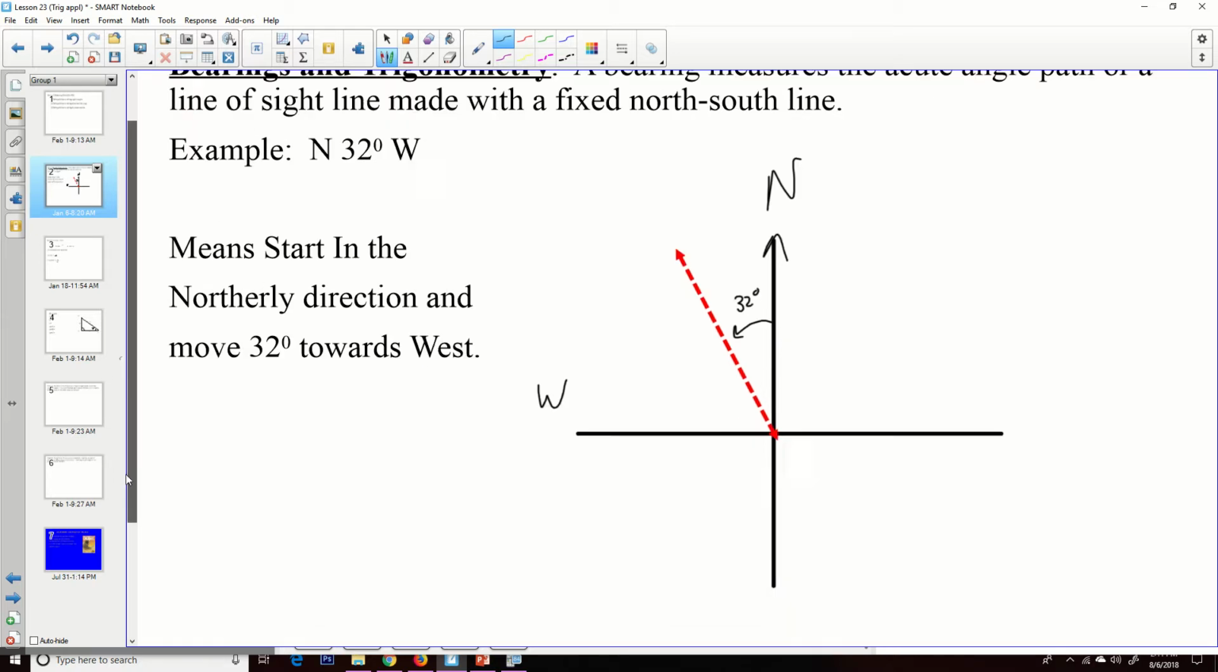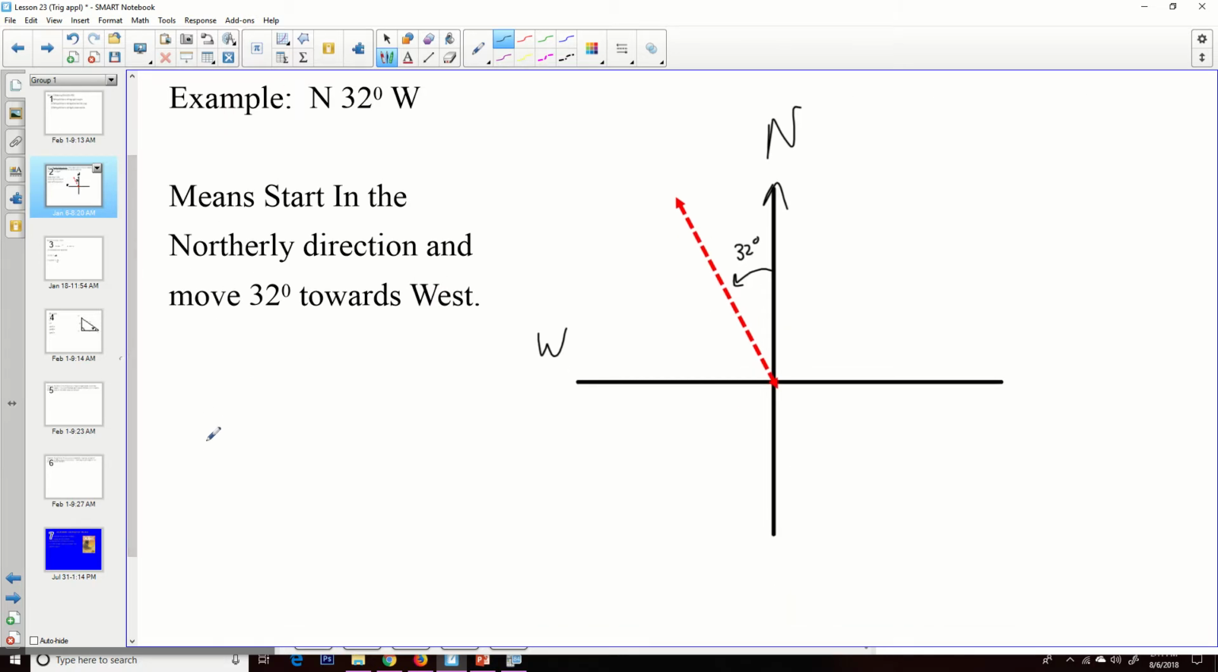Now, I could also say south 50 degrees east. All right, so if we're doing that particular one, I'm going to start in the south direction and I'm going to move towards the east 50 degrees. So here is my east, and I'm moving that direction from south 50 degrees.